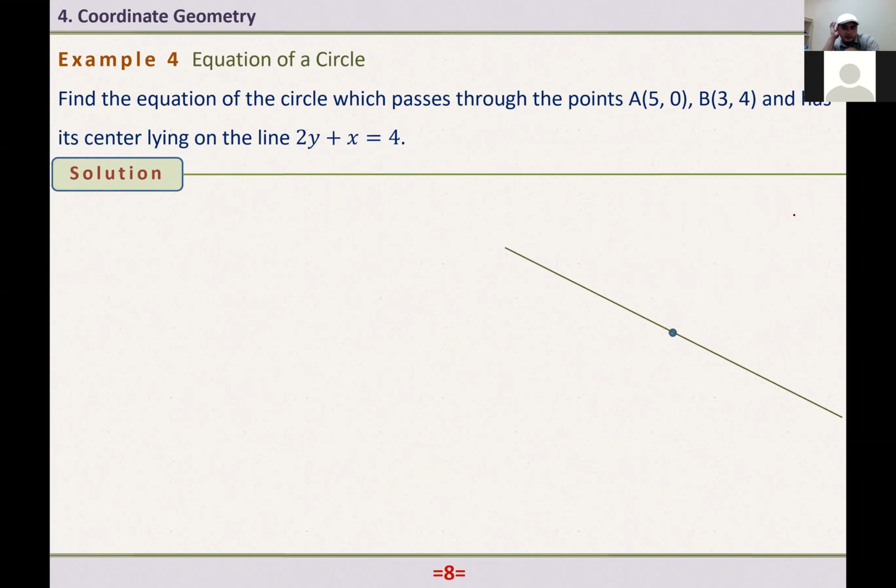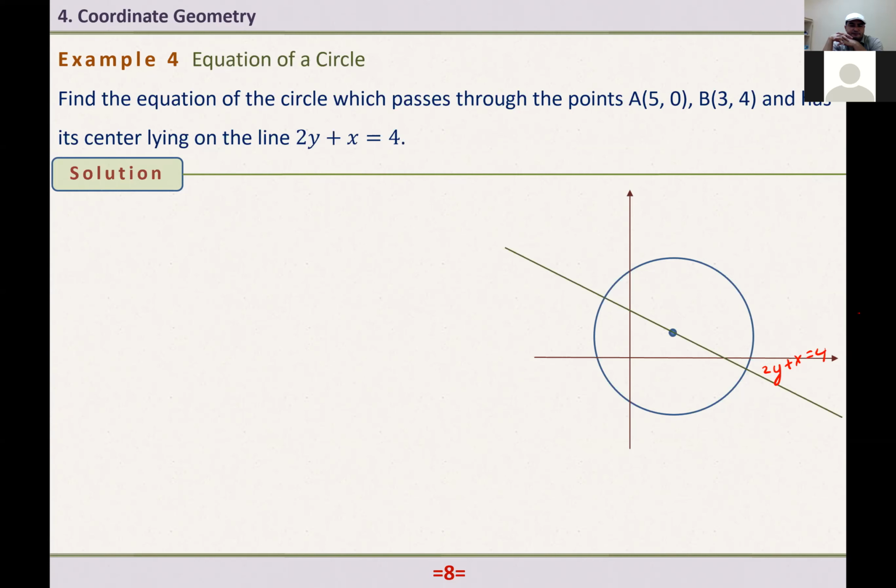Actually, in these questions the diagram was not given. I just drew this for you so that you can understand faster and we don't waste time.